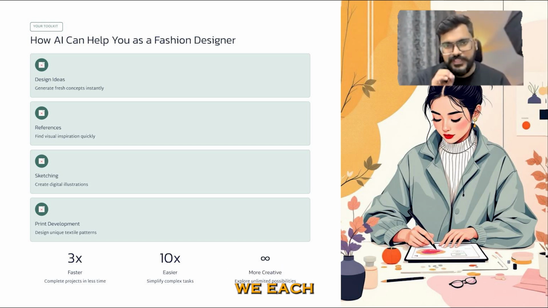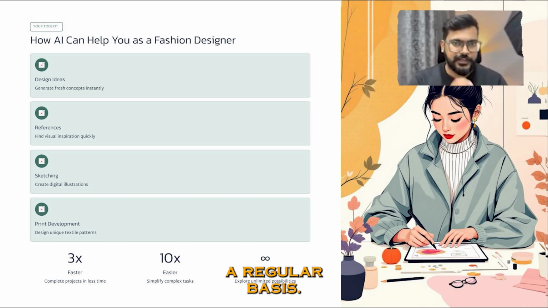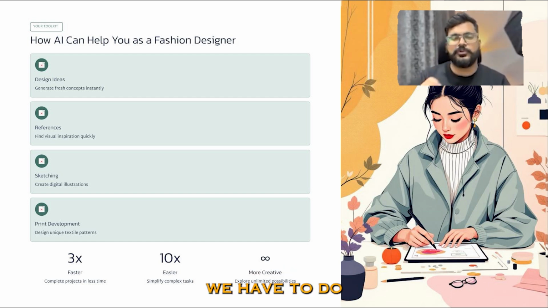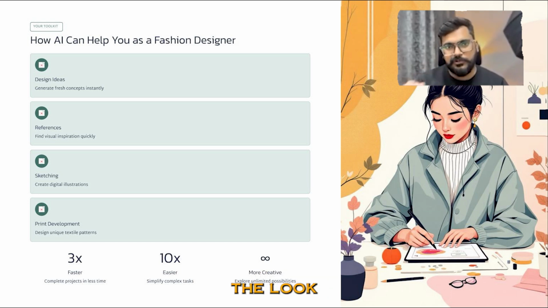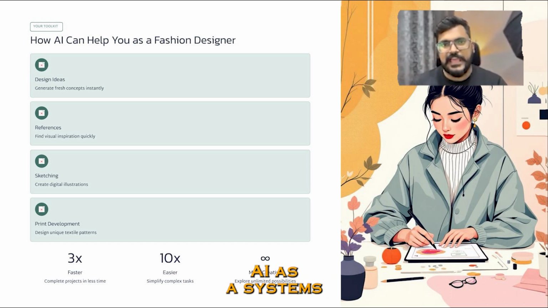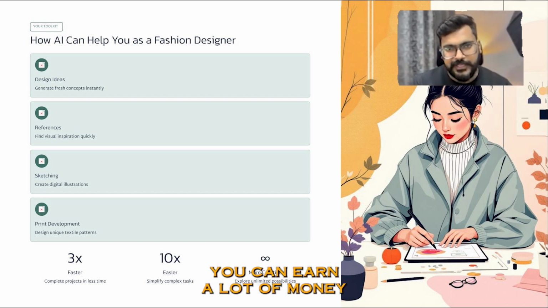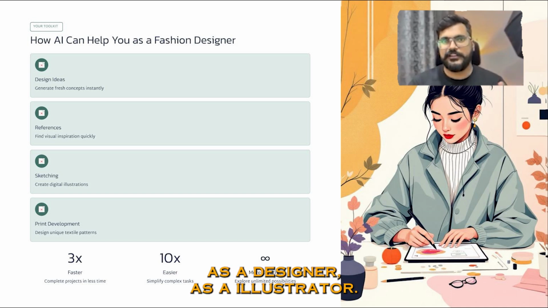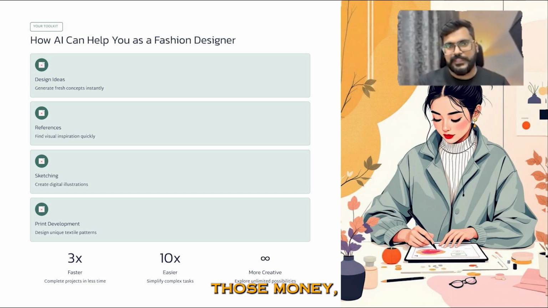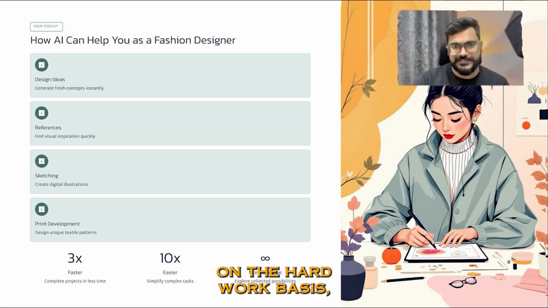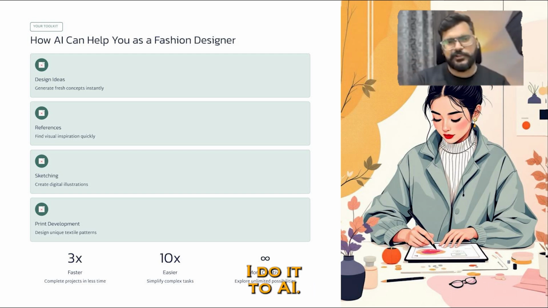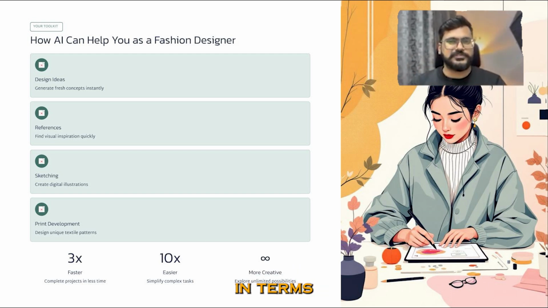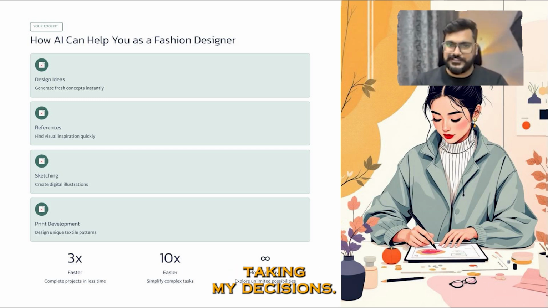Because each and every day we do 10 to 15 sketches. To do those sketches earlier, we had to do everything by ourselves, even motif drawing, sketch refinement, and doing the lookbooks. Nowadays, we treat AI as an assistant and we grow as a freelancer. In freelancing, you can earn a lot of money when you are working with different clients as a designer, as an illustrator. To earn that money, you have to work hard regularly. But using AI, I can do a lot of things apart from doing it myself. A few things I do through AI. I take assistance in terms of fabric refinement, choosing things, and taking my decisions. So a lot of things we can do.